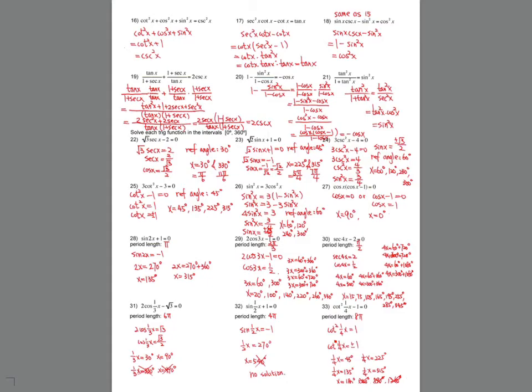Number 21, tangent square x over 1 plus tangent square x. At the denominator, I see that 1 plus tangent square x becomes secant square x. Secant at the denominator is basically looking for the reciprocal, which is cosine. So what's tangent times cosine? Tangent times cosine turns out to be sine square x.